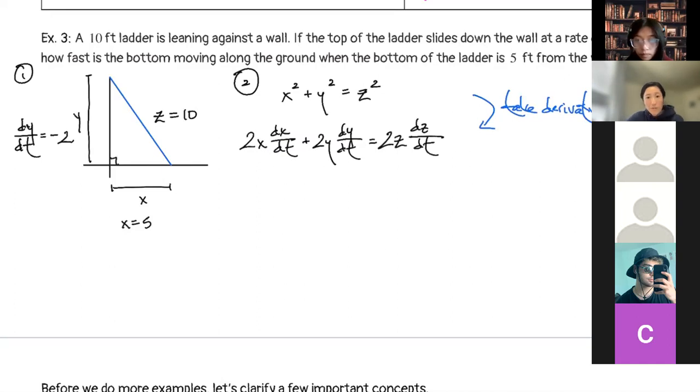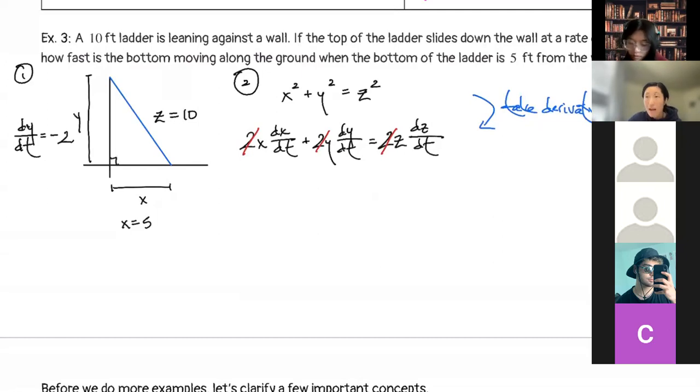I tend to, at this point, divide both sides by 2, just because every single term happens to have a 2. You do not need to do that, okay? I tend to do that because I like to work with smaller numbers, right? But again, if you keep the 2 in there the whole time, that's totally fine.